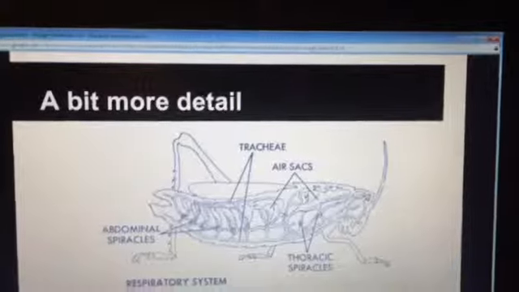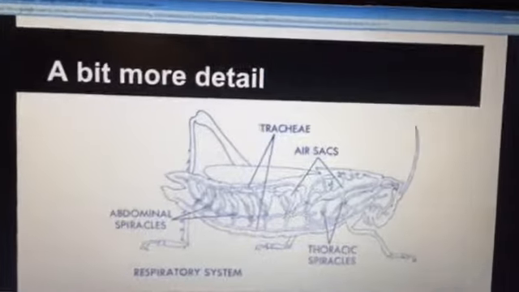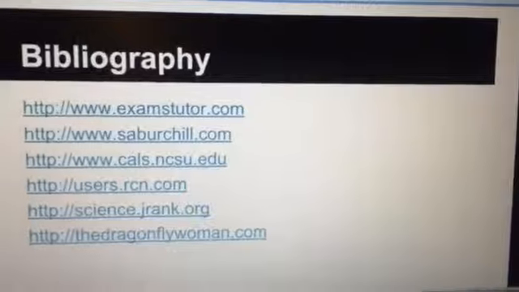Here you have a diagram with a bit more detail and the bibliography.